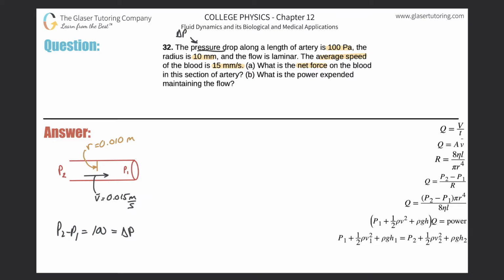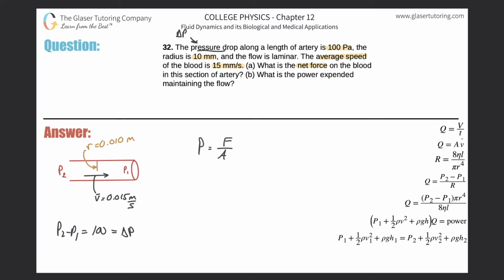Now, the idea here for letter A is if we think back to the simple pressure equation from the last chapter, the pressure is equal to force divided by area. We can slightly reorganize this so that we can get our delta P in there. Notice that in the two locations, location 1 and location 2, the cross-sectional area hasn't changed. The radius is still 10 millimeters, which I converted to meters. I also did the same thing for the velocity, converted that into meters.